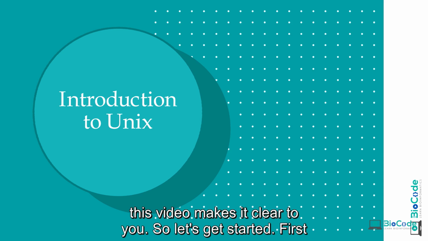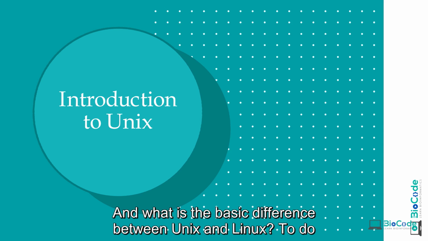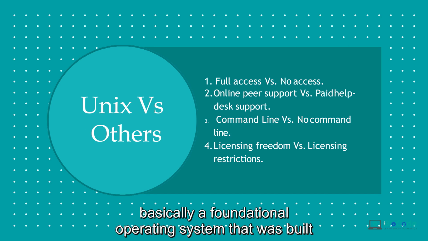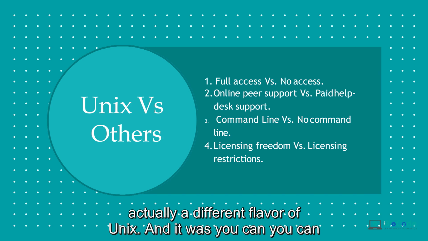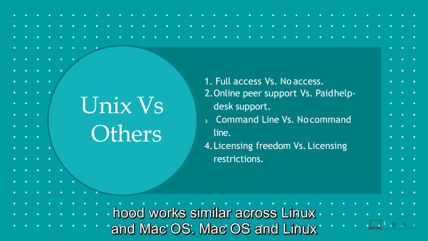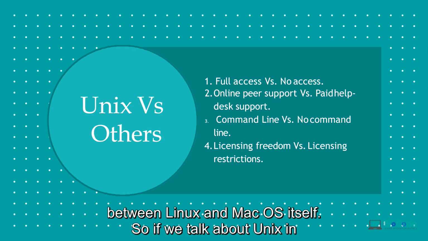So let's get started. First of all, we need to understand what Unix is and what the basic difference between Unix and Linux is. Unix is basically a foundational operating system that was built early in the 60s, and then Linux came along as a different flavor of Unix. You can consider it frosting on the cake. Unix under the hood works similarly across Linux and macOS. macOS and Linux themselves are based on Unix, but there is a minor difference between Linux and macOS.